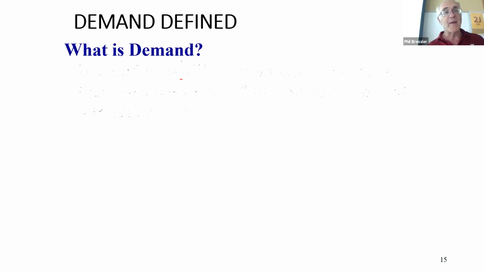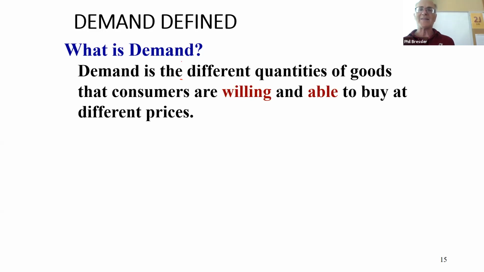All right, so what is demand? Demand is different quantity of goods that consumers are willing and able to buy at different prices. All right. So, you know, demand is when you go into the grocery store, you're willing to buy certain things at certain prices. And as consumers, we demand products. I think demand's easier for the guys to understand because that's what we do. We're used to being consumers.